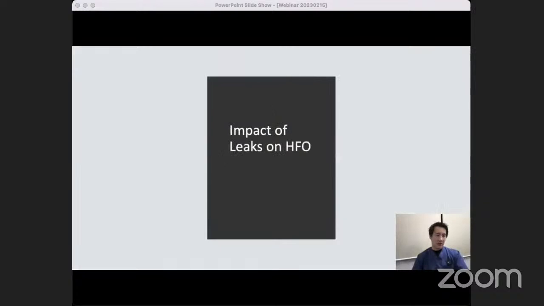Okay, now let's think about the leaks. In ventilator management of neonates, in consideration of airway damage, we allow for some leakage around the endotracheal tube while performing ventilatory management. In HFO, how does the leak affect ventilation?